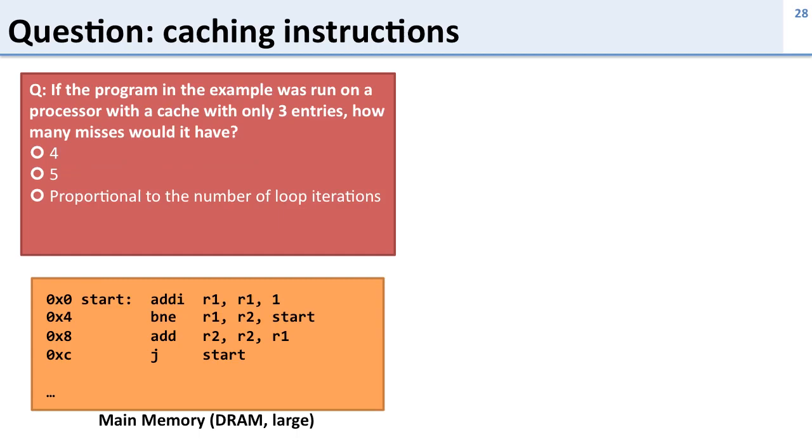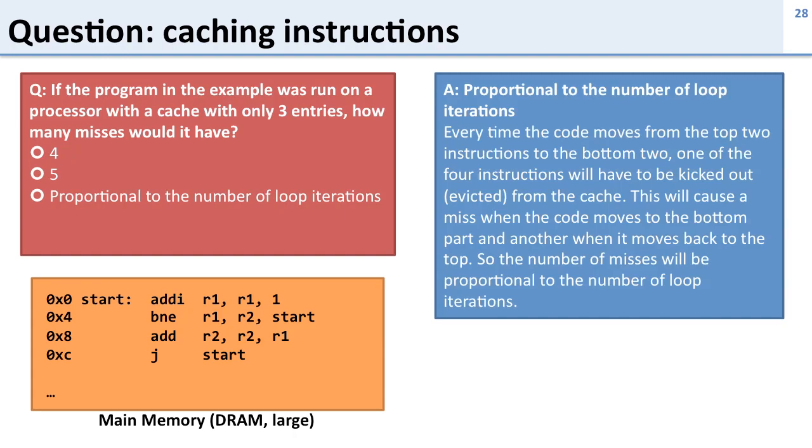How about if the program in the example was run on a processor with a 3-entry cache? How many misses would it have? Well, in this case, the number of misses is going to be proportional to the number of loop iterations. So every time the code moves from the top two, the add I and the BNE instructions, down to the bottom two, the add and the jump, it's going to have to kick out one of the instructions from the cache to load the new fourth instruction. And then when it goes back, it's going to have to do the same thing. So the more times the program goes through the loop, the more misses it's going to have.